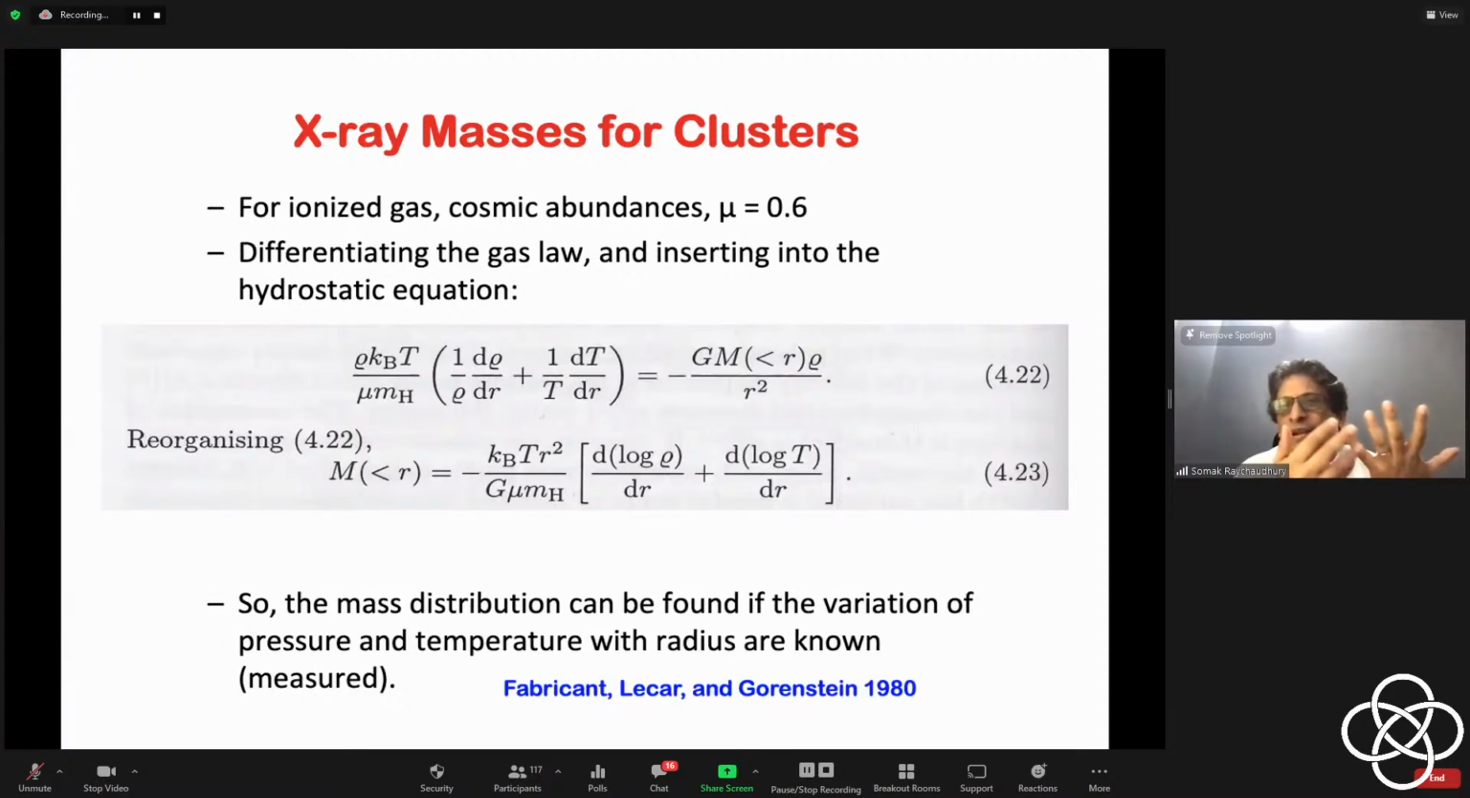So there are certain assumptions in that. But the way you can measure the masses of these clusters from gravitational lensing is a much more direct way of doing it without these assumptions. And that's what I'm going to do next. But before that, I can see people have questions coming. I can take a couple of questions.